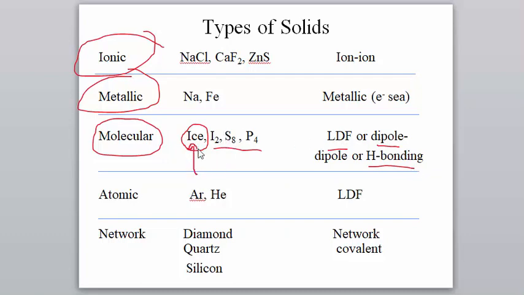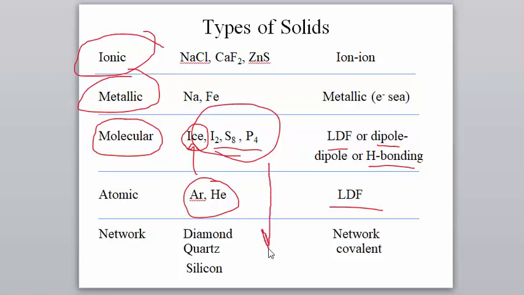So ice would be hydrogen bonding, while all three of these are simply London dispersion forces. Atomic solids are always London dispersion. They're always nonpolar. If you look down some of your groups, especially your halogens, where you have diatomic elements, you can definitely see by London dispersion forces that you move from a gas to a liquid to a solid.